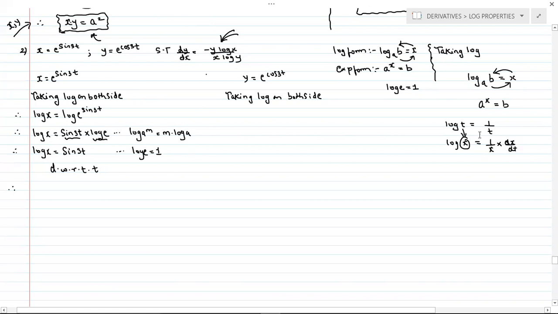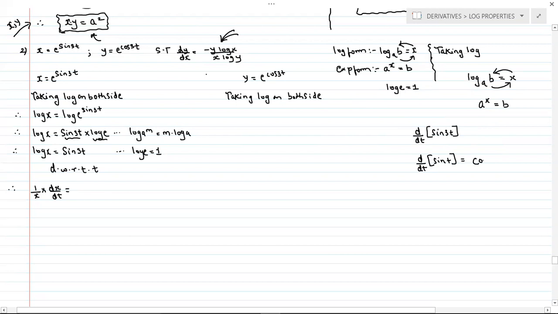Understood? Okay, so here t will act as x. So this will be 1 upon x, 1 upon x into dx upon dt equals sine 3t. So we know the derivative of sine 3t. Derivative of sine is what? Derivative of sine t will be what? As we are finding the derivative with respect to t, here t will act as x, yes or no?